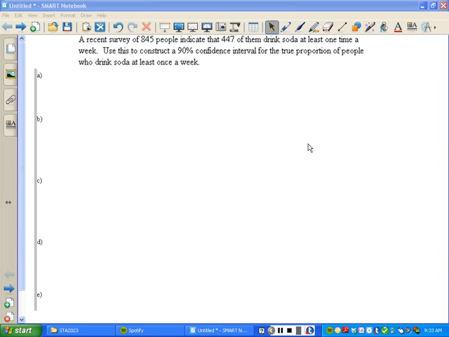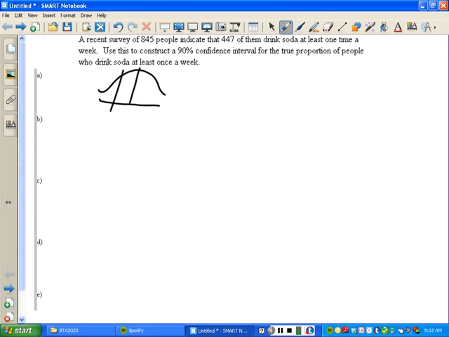So, recent survey, 845 people indicate that 447 of them drink soda at least one time a week. Use this to construct a 90% confidence interval for the true proportion of people who drink soda at least once a week. So, first step is to draw a picture where the inside part is 0.90.